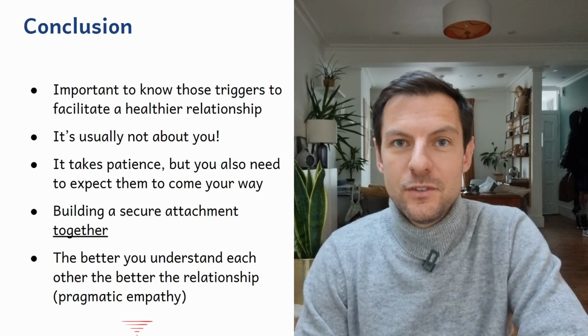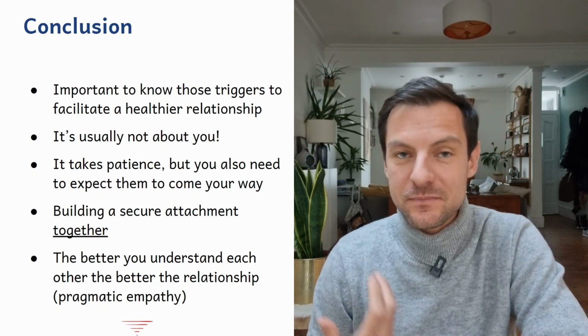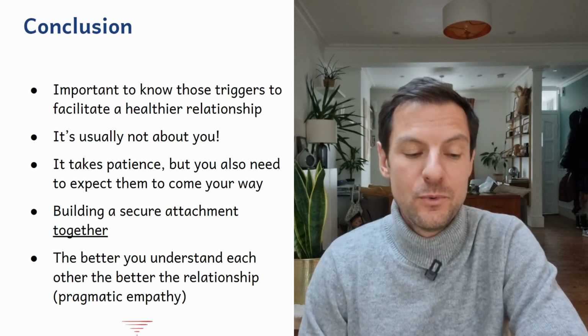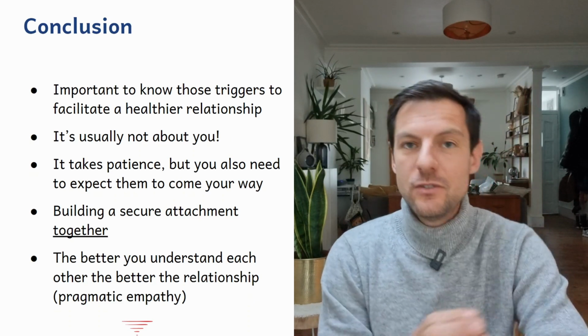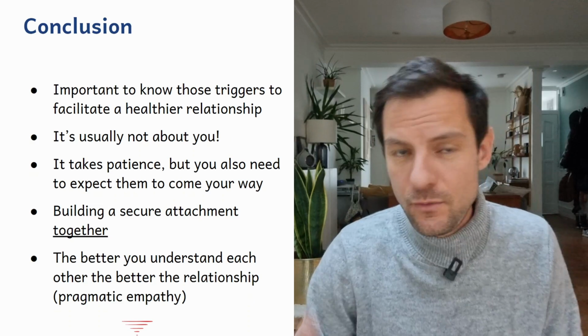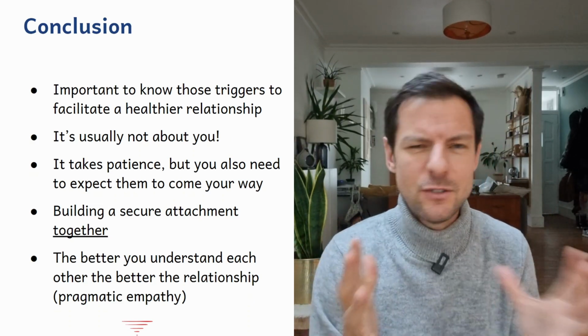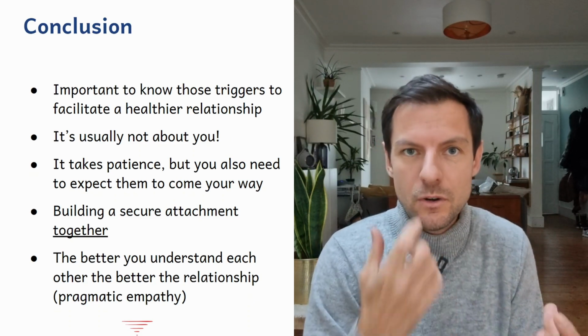Conclusion, because I thought there were 10. It's important to know those triggers if you want to have a healthier relationship, and understand it's not about you. Those triggers would also be triggered if they date someone who's secure, for instance. If you have an anxious attachment style and you're thinking it's all my fault, as we discussed, of course there are things that you can work on.